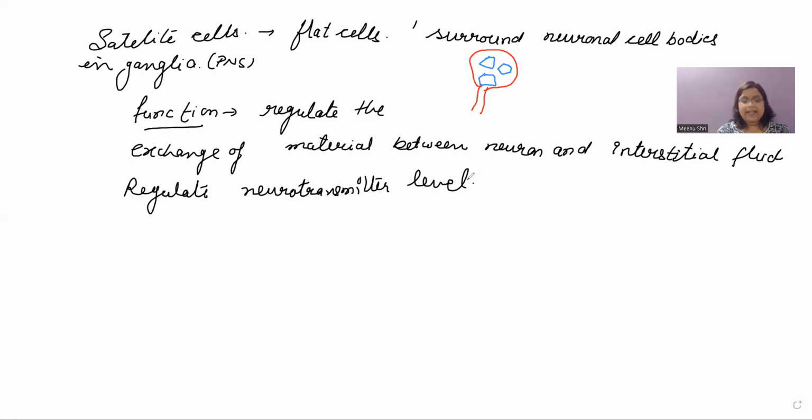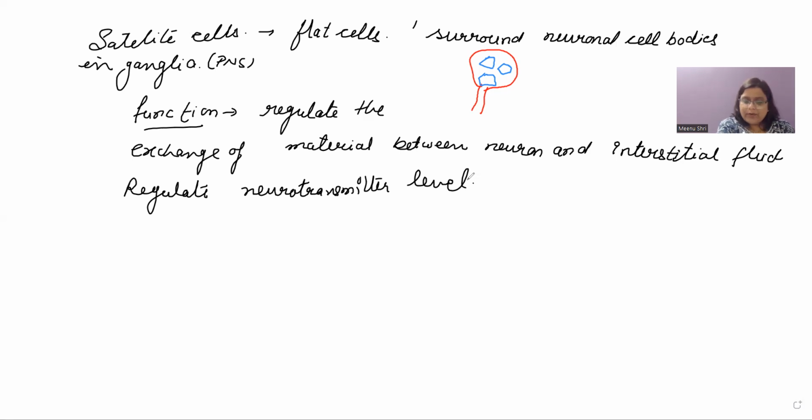The third cell is the ependymal cells. They are cuboidal to columnar shaped cells. They possess microvilli and cilia. They form the lining of the ventricles of the brain and spinal cord, and that lining is known as the ependyma. That's why they are known as the ependymal cells. They protect and nourish the brain and the spinal cord. They are also involved in the production of the cerebrospinal fluid.